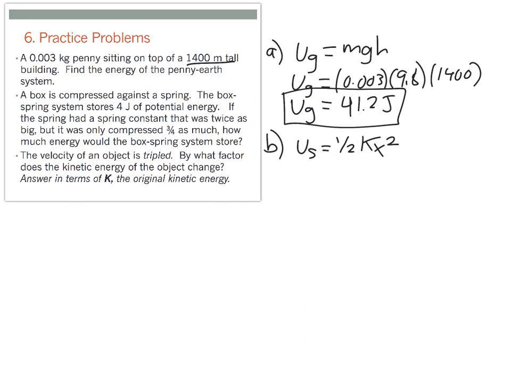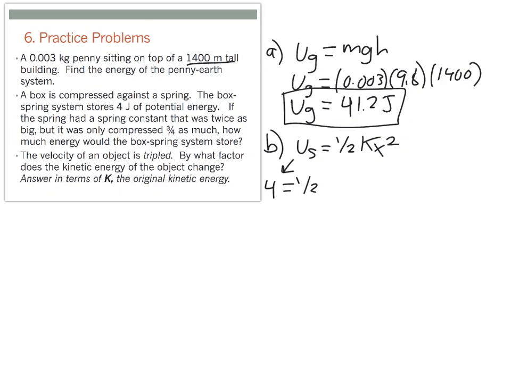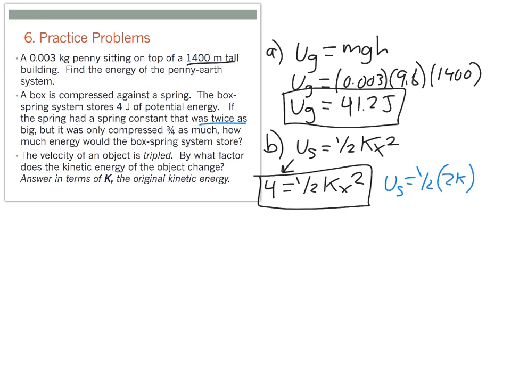And this is going to be one where we're going to go ahead and set up our new and our original. So our original, we know we store 4 joules of energy with it, and that's going to be equal to 1/2 kx squared. For our new one, we don't know the energy we store. That's what we're looking for. We do know, though, that our spring constant is now twice as much, so it's going to be 2k. And we compress it 3/4 as much, so times 3/4 x, that entire quantity squared.